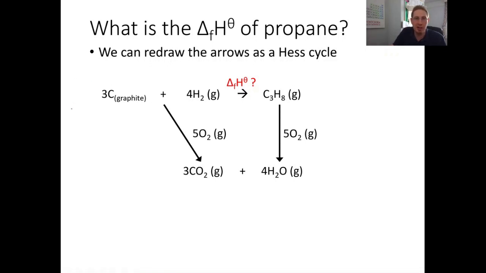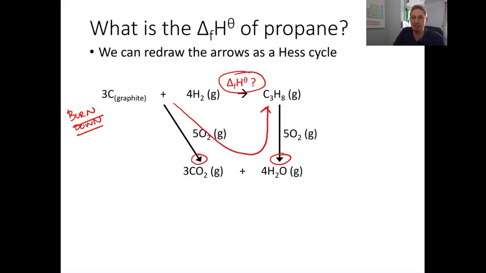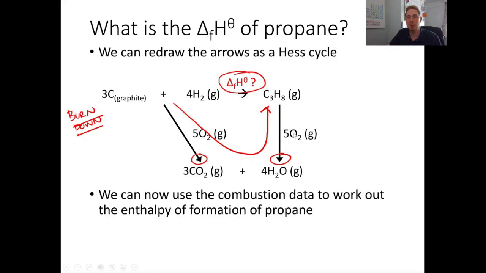We can burn down the reactants and the products, and it is so essential you get the arrows going in the right way. We burn down the products, we burn down the reactants to form these. Well, that's great. If I'm trying to find this, all I need to do then is go down this arrow and back up this arrow. So we can use that combustion data.